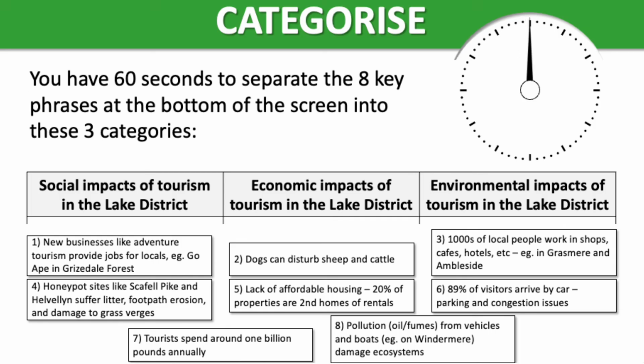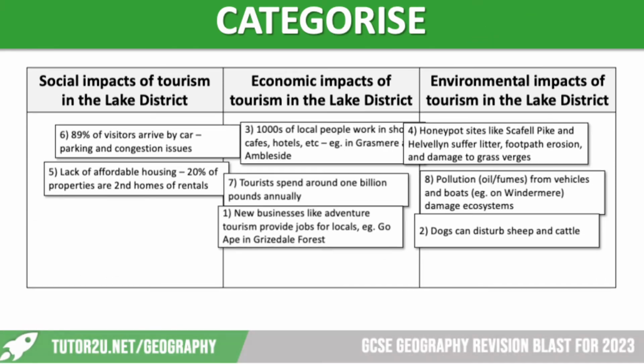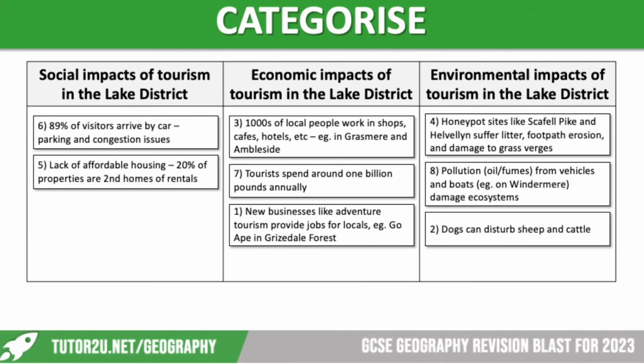Right, let's have a look and see how well you've managed to pop these into their categories. So we're looking for social, economic and environmental impacts of tourism in the Lake District. So our social impacts are that 89% of visitors arrive by car, so parking and congestion issues occur right across those tiny little villages in the Lake District. And there are also massive issues around a lack of affordable housing. So 20% of all properties across the Lake District are actually second homes or rentals.